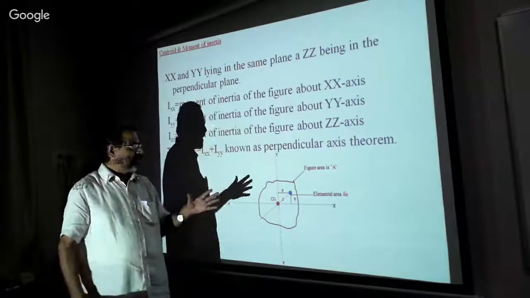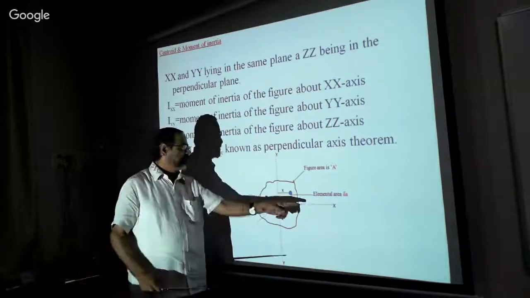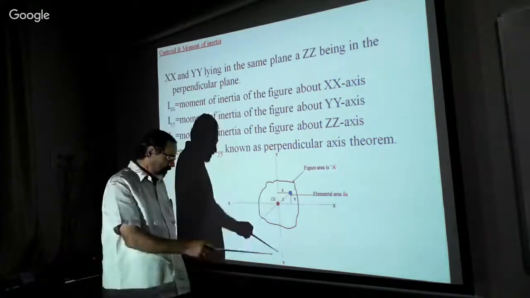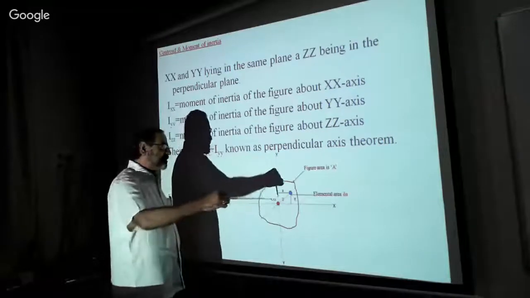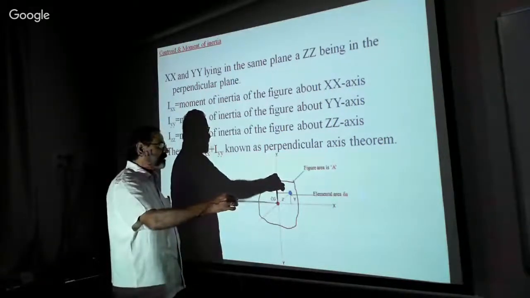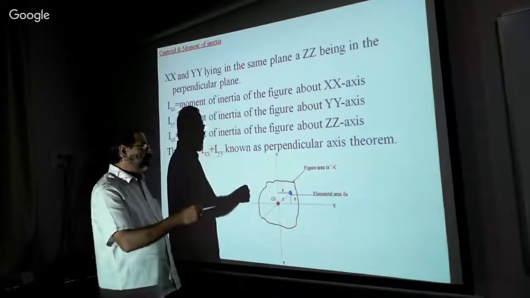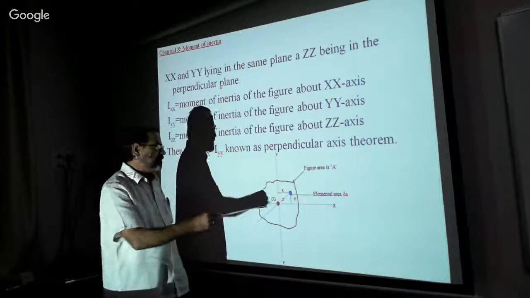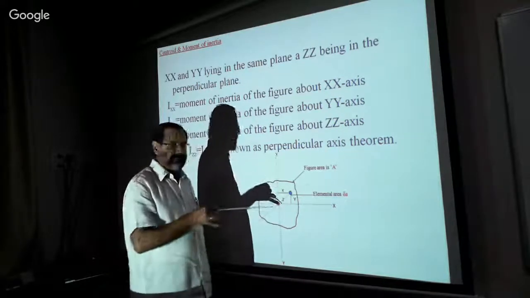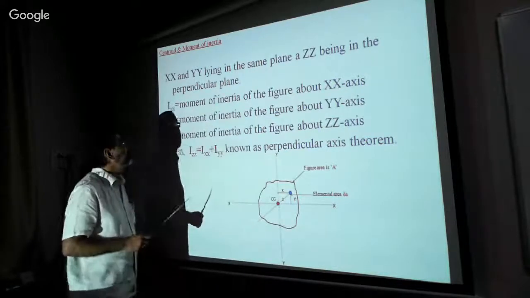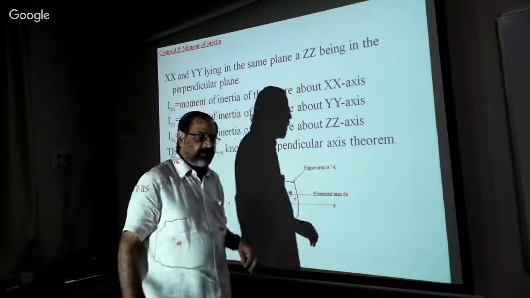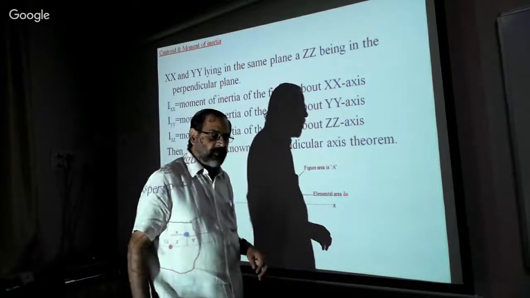Please understand, xx is the centroidal axis, yy is the centroidal axis, and zz is the centroidal axis of the figure. Therefore, we abbreviate these as Ixx, Iyy, and Izz. With respect to these axes, that is how we calculate the moment of inertia.